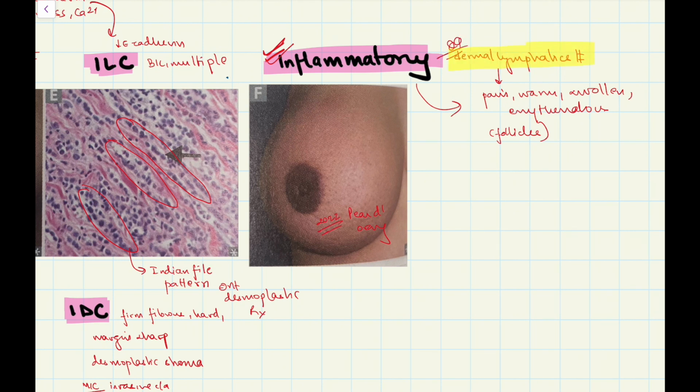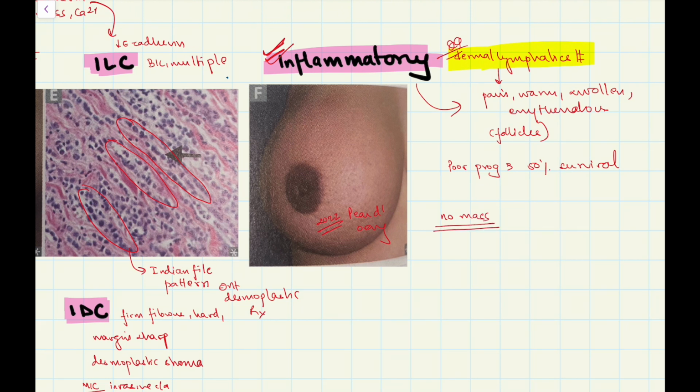The prognosis of inflammatory breast cancer is poor, that is only 50% 5-year survival rate is there, and it is often mistaken for mastitis, right, because of the inflammatory component, or Paget's disease. Also, there is no palpable mass, hence the diagnosis is difficult.